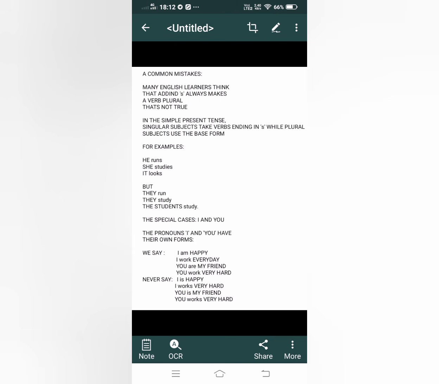The special cases: I and you. The pronouns I and you have their own forms. We say, I am happy, I work every day, you are my friend, you work very hard. Never say, I is happy, I works very hard, you is my friend, you works very hard.